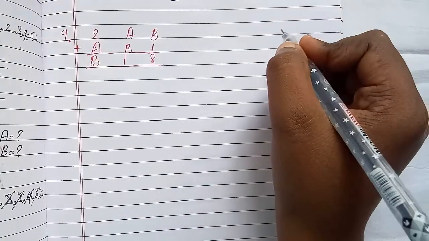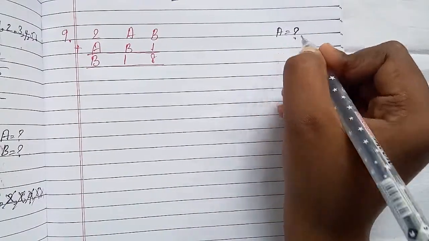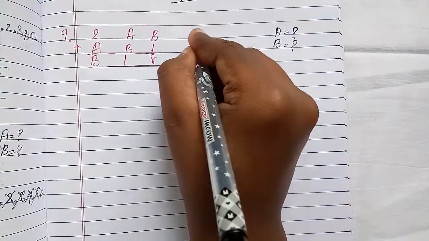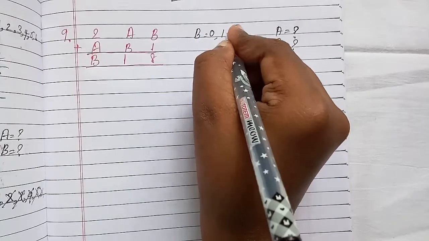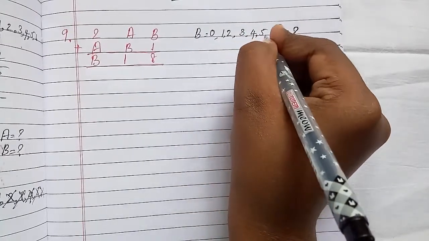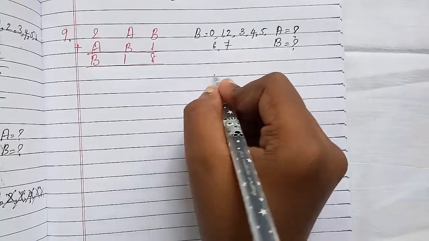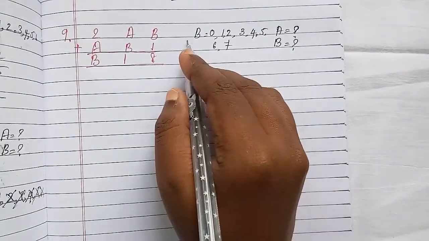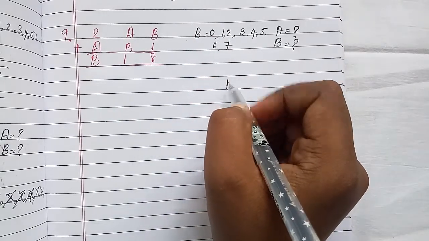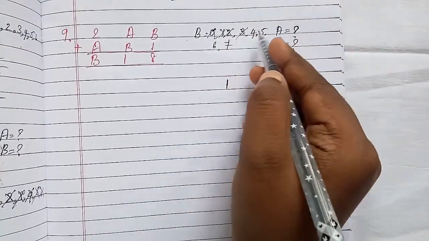Come to the 9th problem. We did not know the value of A, B. I will take the value of B is equal to 0, 1, 2, 3, 4 and 6 and 7. Okay. See, the value of B is equal to 0. 0 plus 1 is 1. So, invalid, invalid, invalid, invalid and invalid.